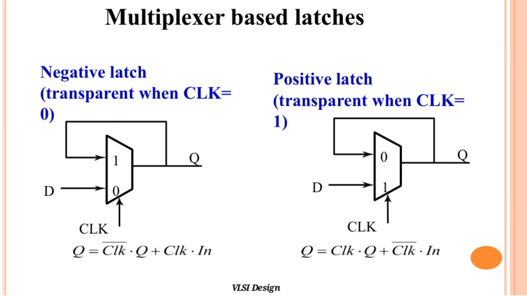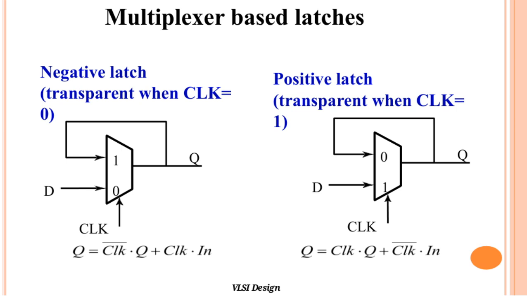There are two main types, the negative latch and the positive latch. The negative latch is transparent when the clock, or CLK, is low, meaning that when CLK equals 0, the input data passes through directly to the output. On the other hand, the positive latch is transparent when the CLK is high. So when CLK equals 1, the output follows the input. Understanding this transparency behavior is crucial because it affects how data flows through the latch and is stored.